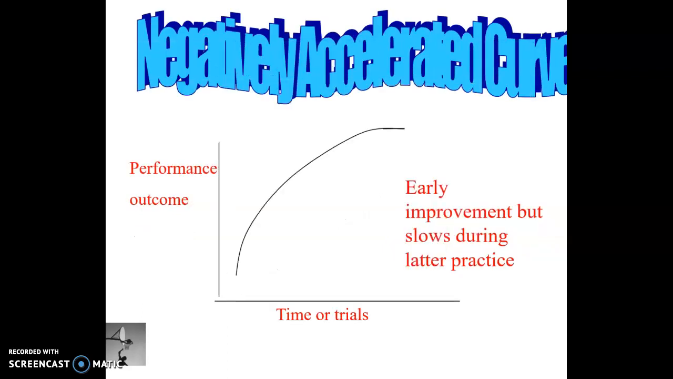The negatively accelerated curve shows that early improvement, but then as more time or trials go on, that improvement levels off. So that's called a negatively accelerated curve. And often this is what you see when someone is first learning a skill, because they have no background in the skill. You'll see a very quick spike of improvement, but then there'll be a period of time where they begin to level off. That's called a negatively accelerated curve.